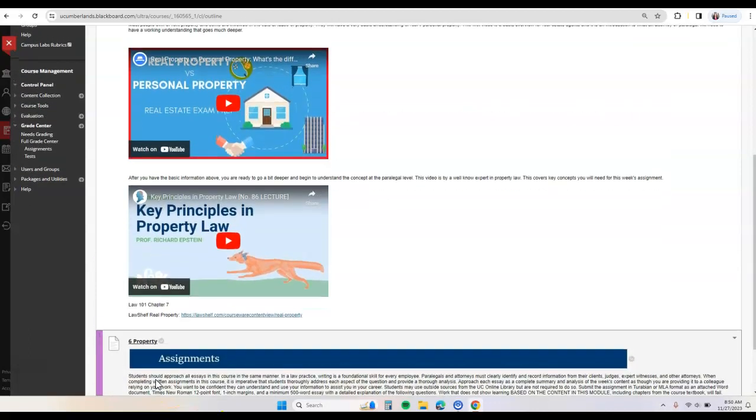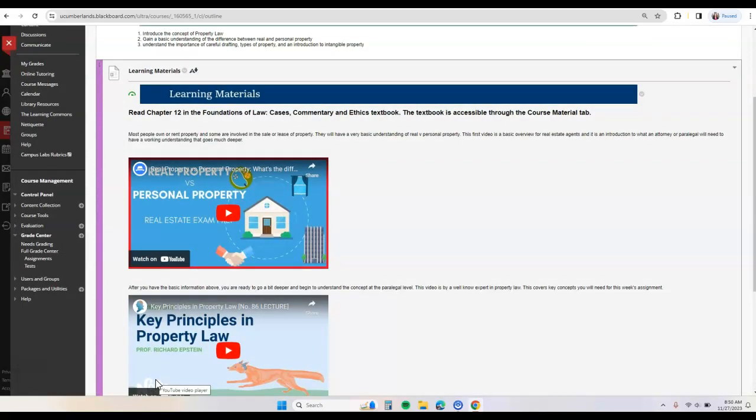Remember, the signature assignment is worth 10% of your grade, so you need to be working very hard on that. That's the same thing as a weekly assignment. It is not possible to earn an A in this course without doing a good job on that signature assignment.